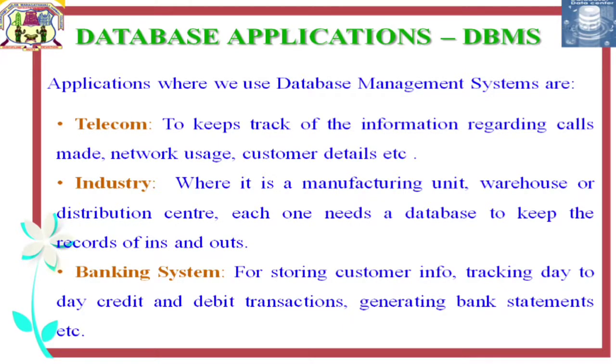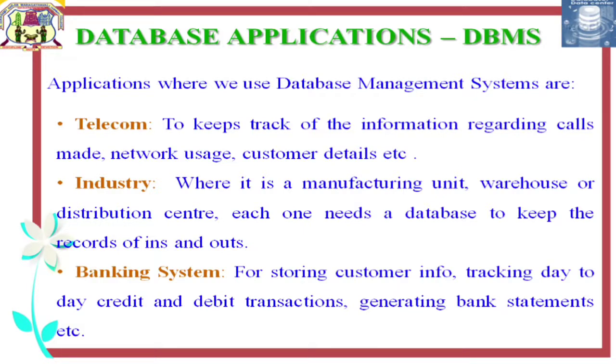Next one is industry, where it is a manufacturing unit, warehouse or distribution center. Each one needs a database to keep the records of its ins and outs. For example, a distribution center should keep a track of the product units that are supplied into the center as well as the products that got delivered out from the distribution center on each day. This is where DBMS comes into picture.